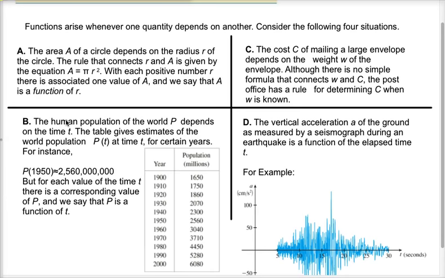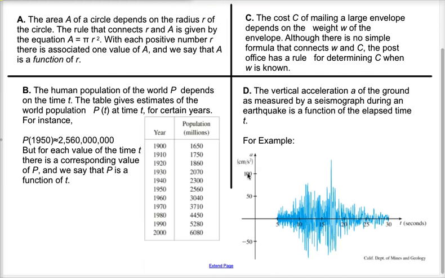The cost C of mailing a large envelope depends on the weight W of that envelope. Although there is no simple formula that connects W and C, the post office does have a rule for determining the cost C when the weight is known. And then the vertical acceleration A of the ground is measured by a seismograph, which is an instrument used for measuring the amplitude of earthquakes. During an earthquake, it is a function of the elapsed time t. And I've given you a graph representing what that would look like. All 4 of these situations represent functional relationships.